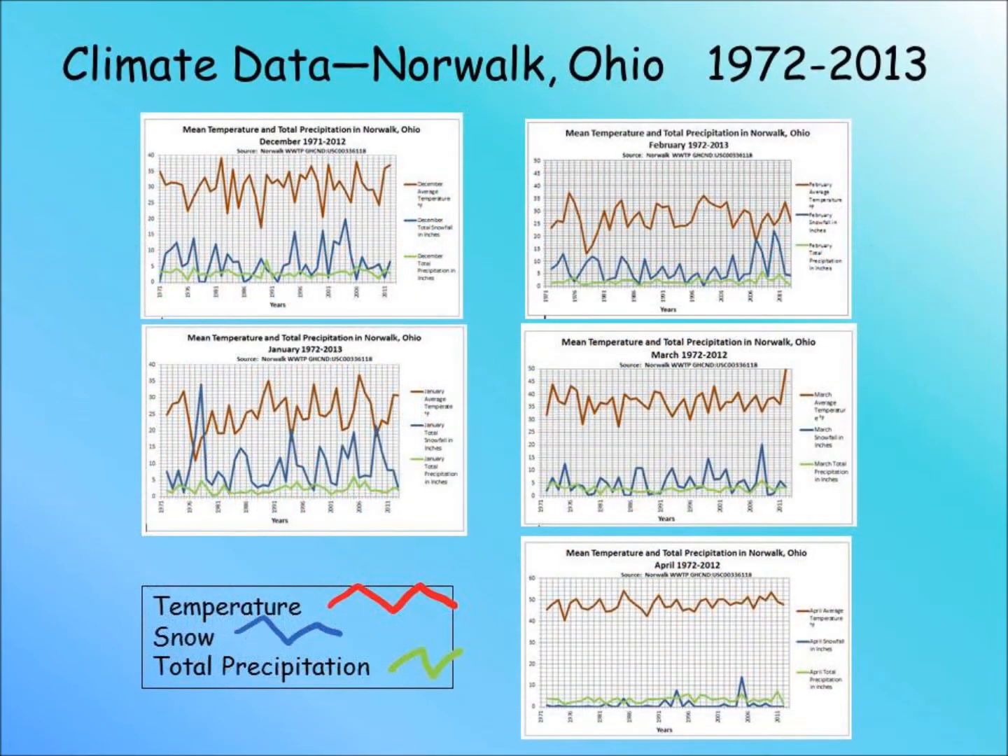The wastewater treatment plant in our city is a reporting station for the National Weather Service. We found monthly mean air temperature, snowfall, and liquid precipitation for 40 years, 1972 through 2013, for the months of December through April.